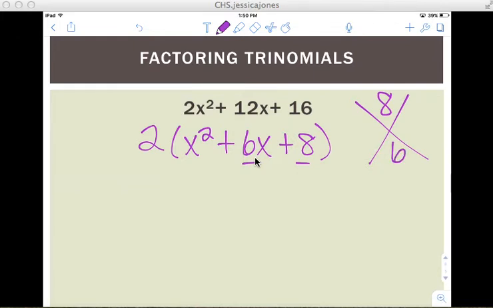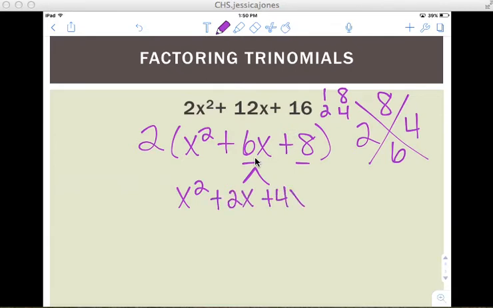Some of you will come up with this really quick, but if you need to list it out, to get 8, you can multiply 1 and 8 or 2 and 4. Which combo adds to give us 6? 2 and 4. So I am going to rewrite 6x as 2x plus 4x.